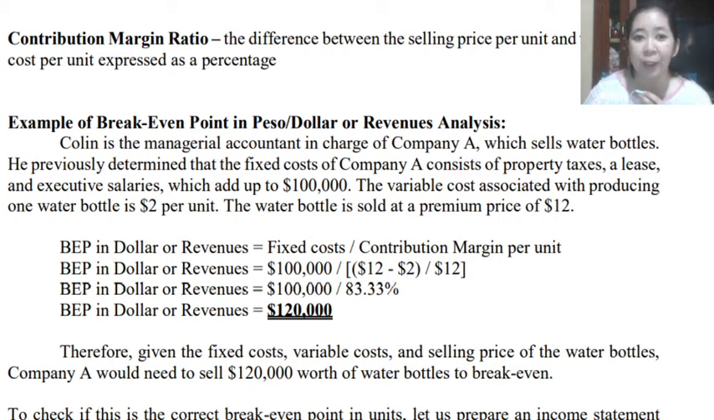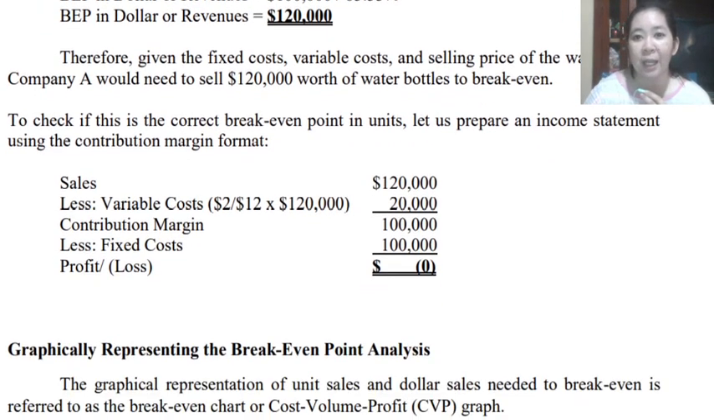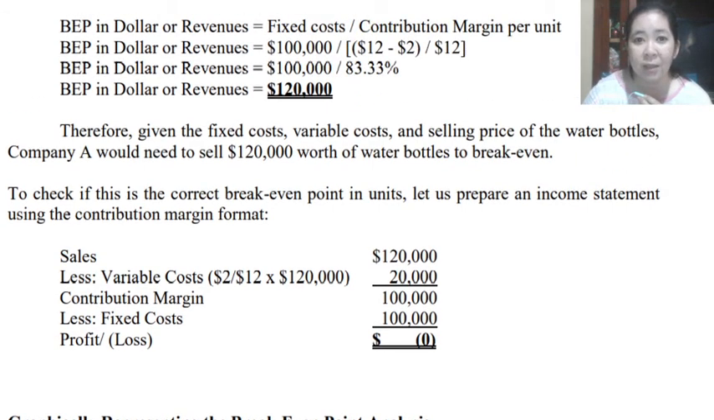Okay, so therefore, given the fixed cost, variable cost, and selling price of their water bottles, the company needs to sell 120,000 worth of water bottles for them to break even. To check again if our break-even in revenue is correct, we will prepare an income statement using the contribution margin format. So this is sales of 120,000, from your break-even point.